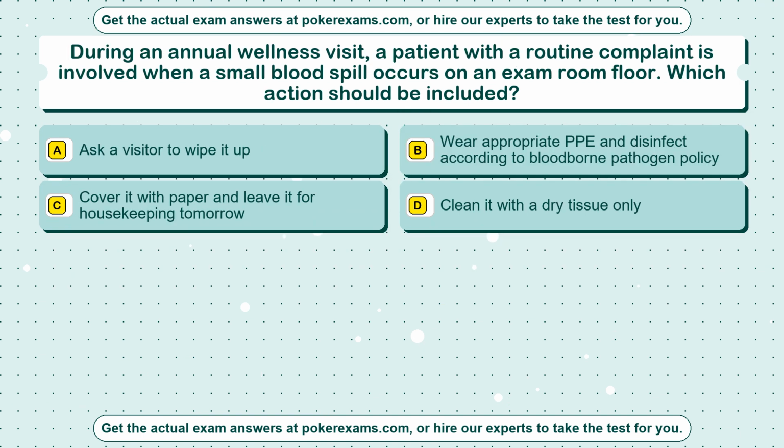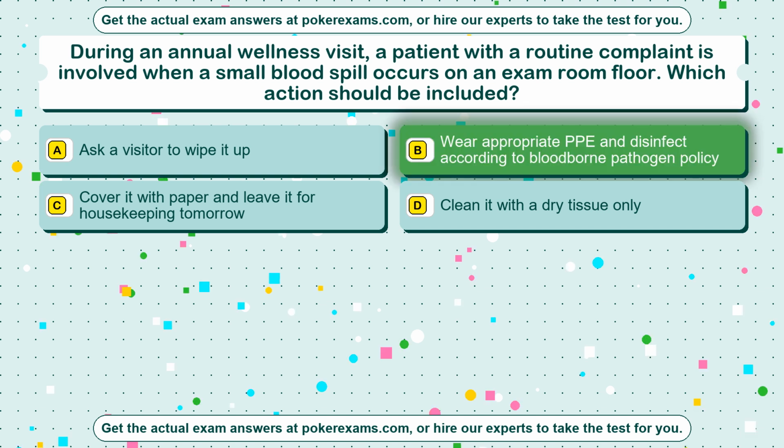Question 19. During an annual wellness visit, a patient with a routine complaint is involved when a small blood spill occurs on an exam room floor. Which action should be included? Option A. Ask a visitor to wipe it up. Option B. Wear appropriate PPE and disinfect according to bloodborne pathogen policy. Option C. Cover it with paper and leave it for housekeeping tomorrow. Option D. Clean it with a dry tissue only.